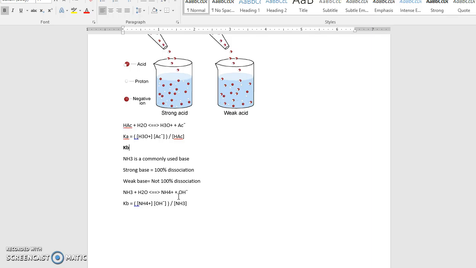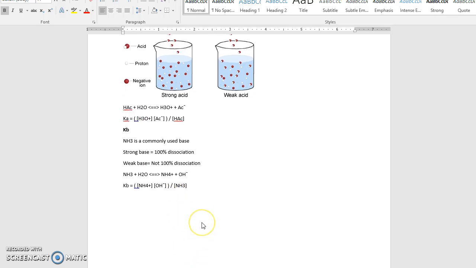The strong and weak components of the base work the same as with an acid in terms of dissociation rates. Ammonia is a commonly used weak base for these questions, where we combine it with water and then an ICE box would be done, and then it would be plugged into the Kb expression in the same form, products over reactants. And then you typically want to solve for the OH- just as you solve for the H3O+ concentration, to find the pOH and therefore the pH.